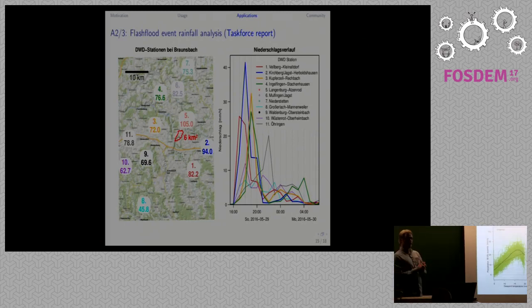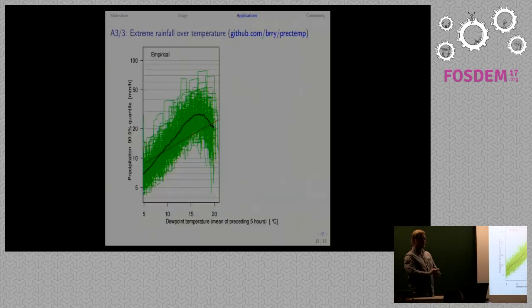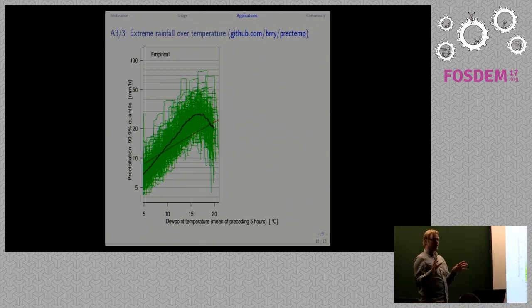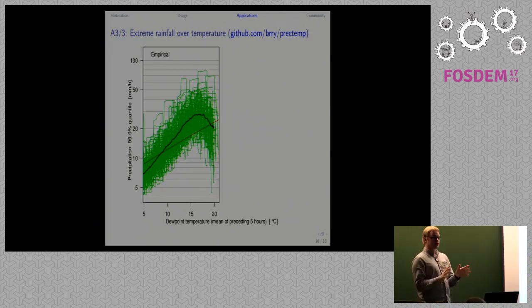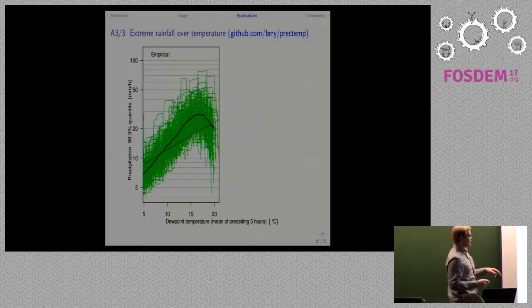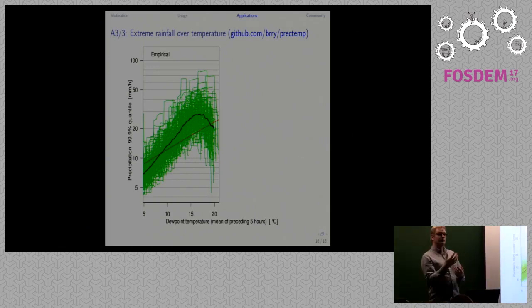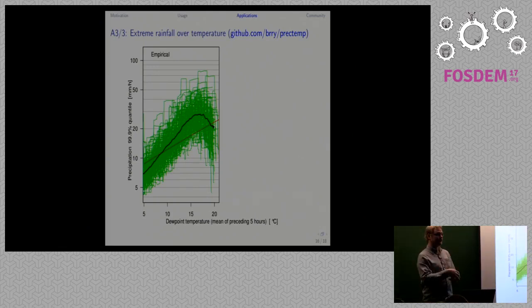All right, the third thing I'd like to show you is also on extreme rainfall. The idea is that warm air can contain more moisture. It's a really, really simplified explanation of the Clausius-Clapeyron relationship. And you would expect it to follow the red line that shows how much potential moisture there can be in air given a certain temperature.